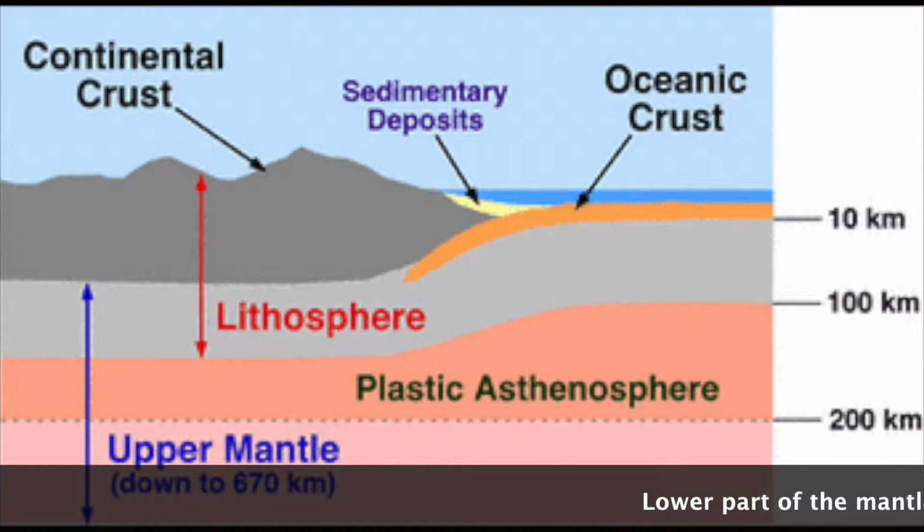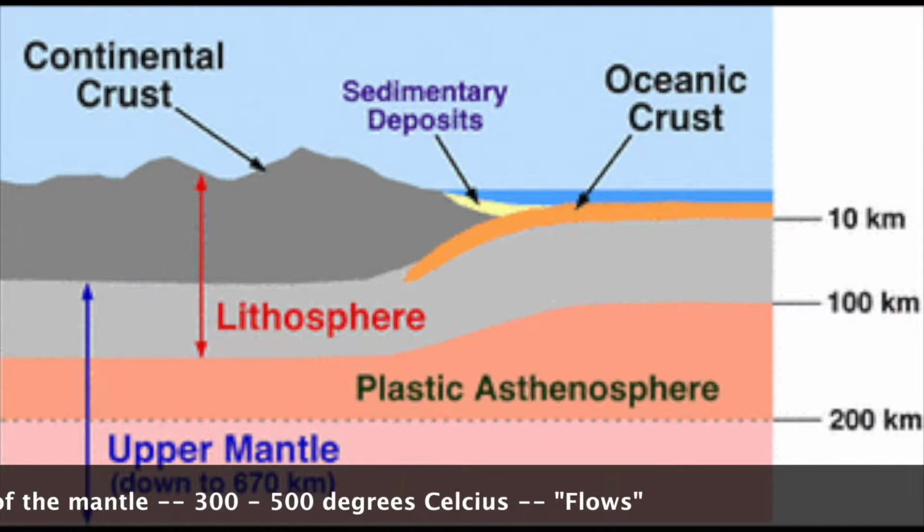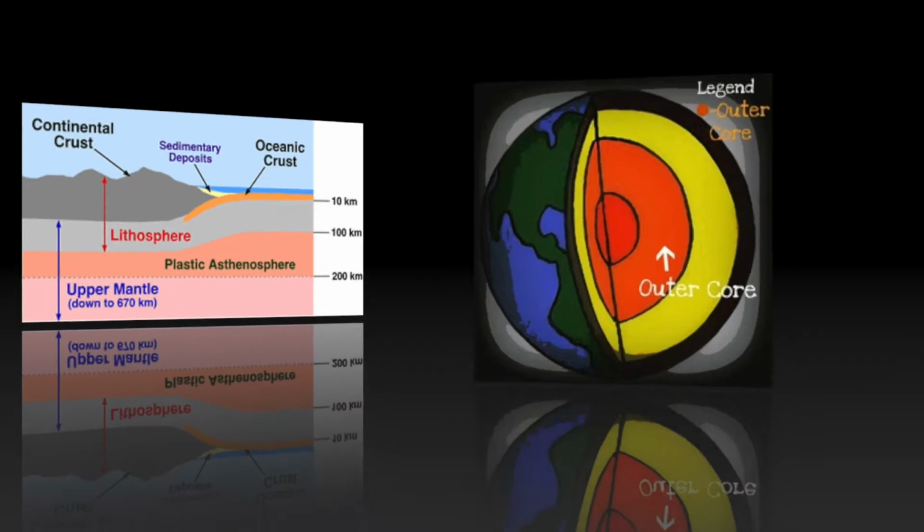The asthenosphere forms the lower part of the mantle. It reaches between 300 and 500 degrees Celsius. The asthenosphere is said to flow, moving its components throughout the layer.